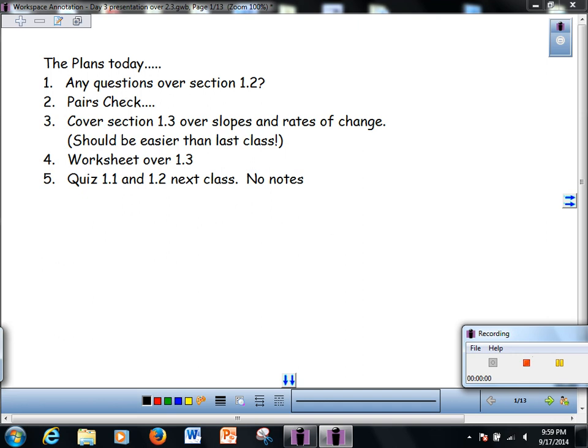Just since I started this lesson, I noticed I already have some typos. It says any questions over 1-2, that should really be 2-1. And then I need to cover section 2-3 with you. So, little typos there, but it's not going to change the lesson any. Here's what I have going today.